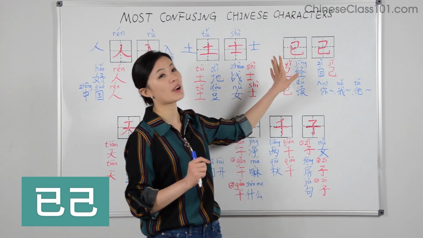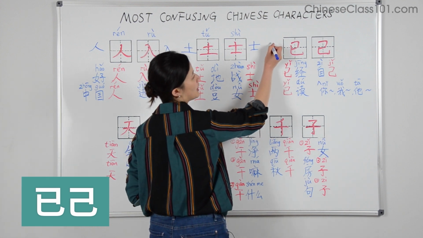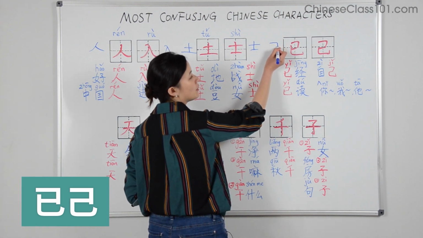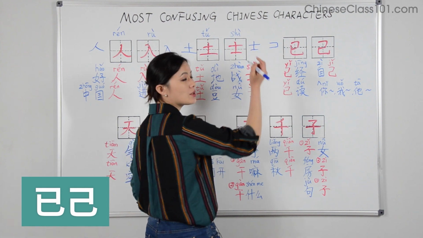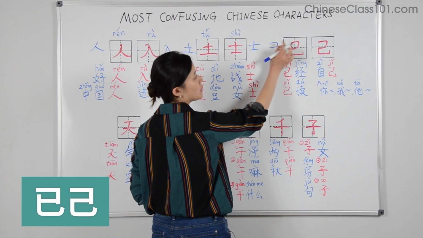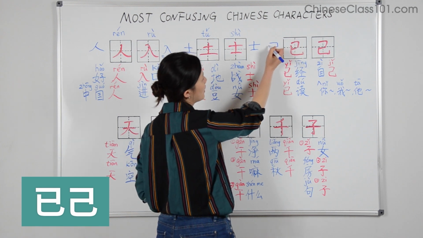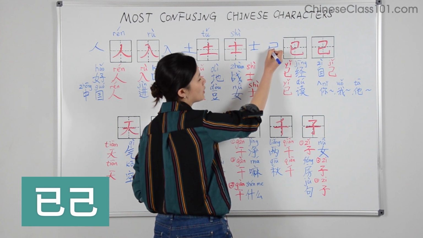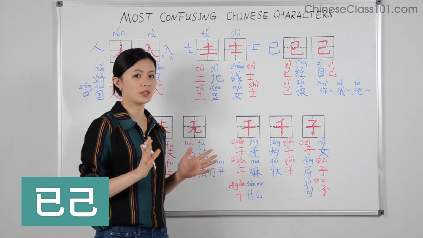Okay, let's write them separately. To write this one, we start with the horizontal line, and then we go down a little bit, then another horizontal line, and the last stroke goes between the two horizontal lines, but be careful not to close the box. So we start here, go down to the right and up like a little hook.